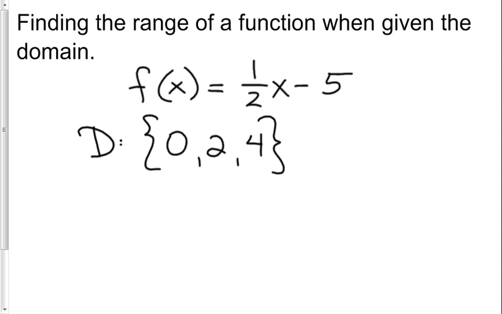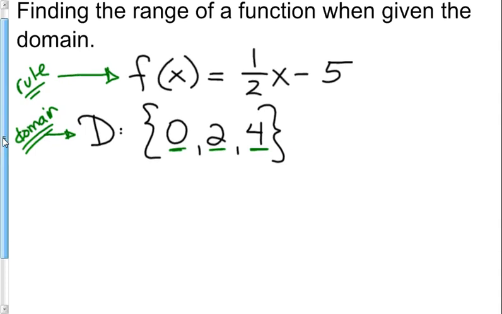Next up, we also need to be able to find the range of a function when given the domain. When you're asked to do this, you will be given two things. Number one, you will be given the function rule. And number two, you will be given the domain values. Here our function rule is 1/2 x minus 5. Our domain values, remember, domain is x values, but it also encompasses all possible x values. What I'm telling you here is that the only possible x values for this function are 0, 2, and 4. What this means is you have to evaluate the function for each one of these domain values.